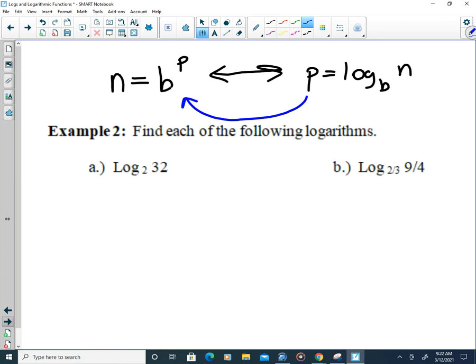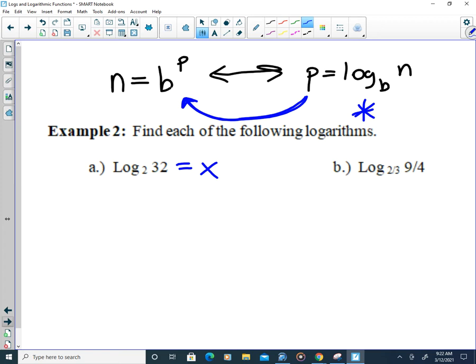I want to know what log base 2 of 32 equals. Since I don't know what it equals, I'm just going to say it equals x. I have no clue what log base 2 of 32 is, so I'm just going to set it equal to x. Okay? So now it's written as a logarithm equation. We want to convert it to an exponential equation.